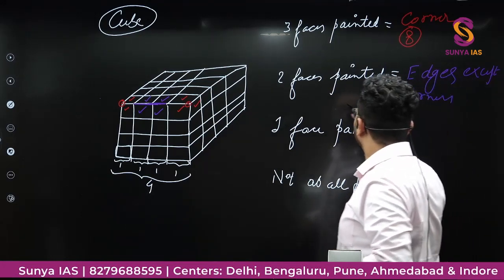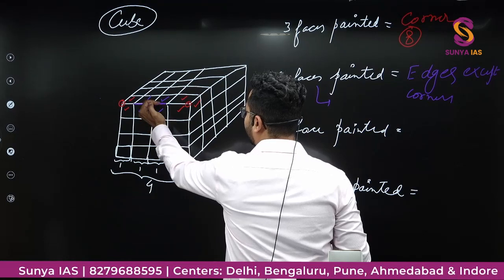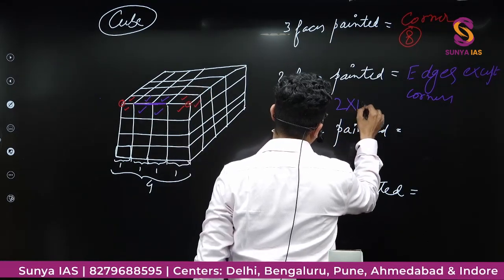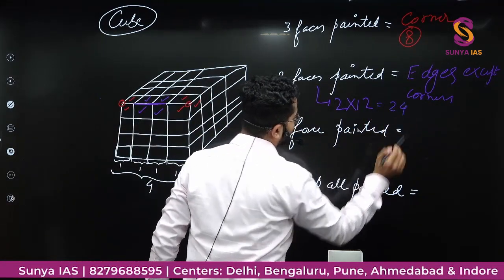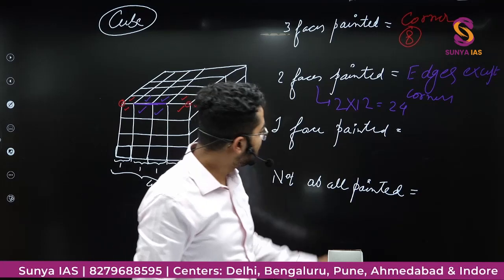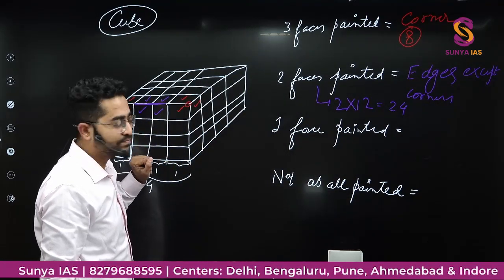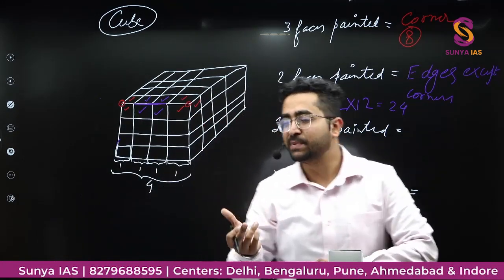So how many cubes will be there? These are 2 cubes for an edge. There are how many edges? 12 edges. And in one edge there are 2 cubes. That means this is 24. 24 cubes in this problem. There are 2 cubes on an edge, we calculated. Okay? Which cubes will have one face painted?